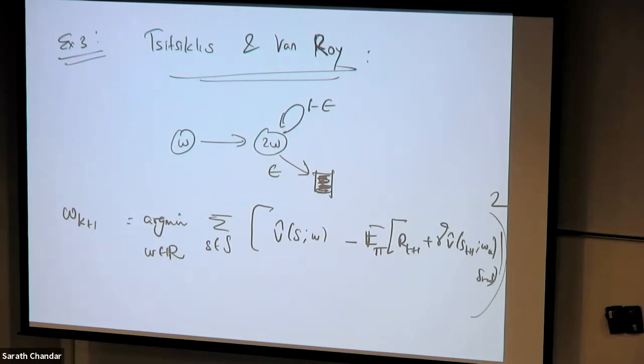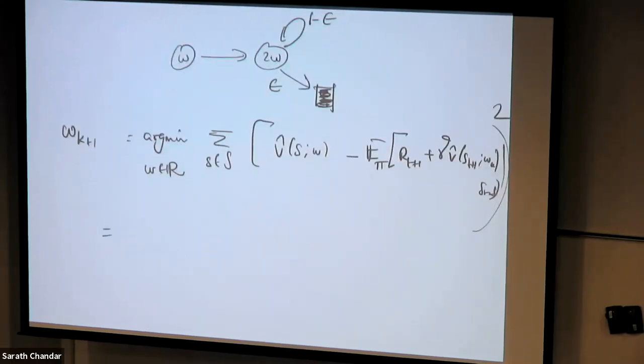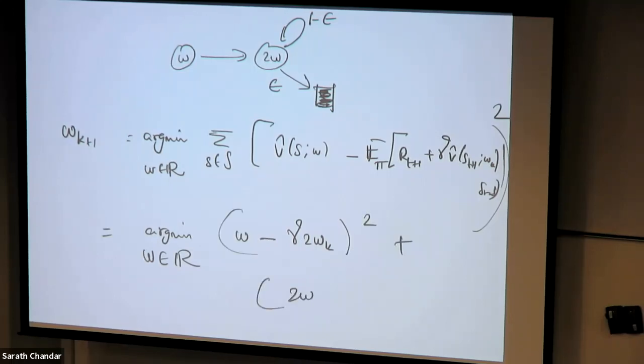Now there are only 2 states, so I can expand this loss. This is argmin over w belonging to R. For the first state, the value is w, and the update is minus gamma times 2w_k, whole square, plus, for the second state, the value is 2w minus, with 1 minus epsilon probability you stay on the same state, so it's going to be (1 minus epsilon) times gamma times 2w_k, the whole square.